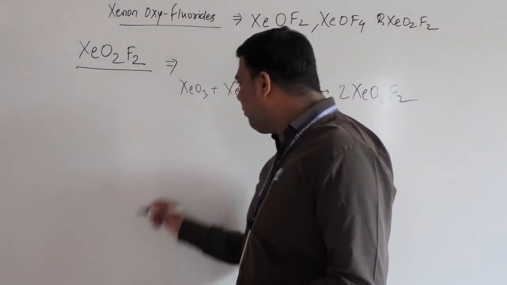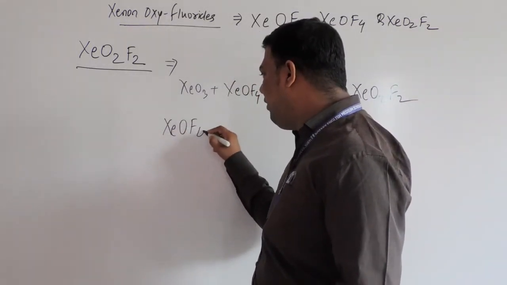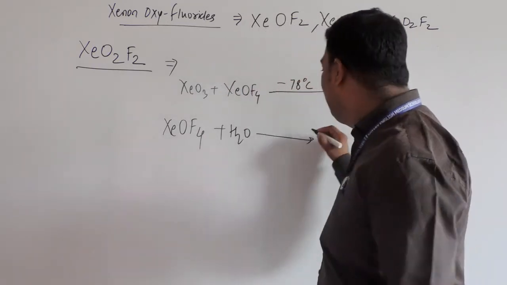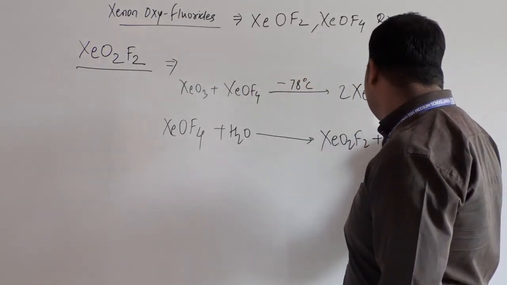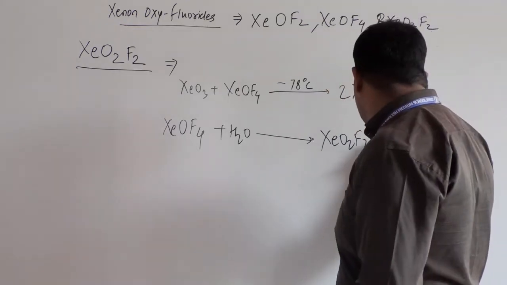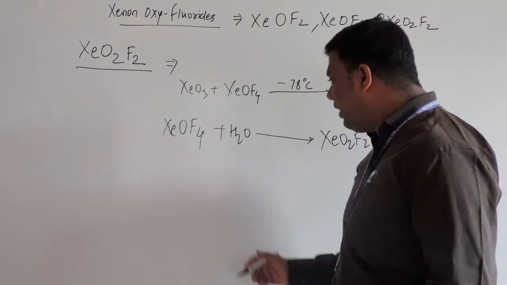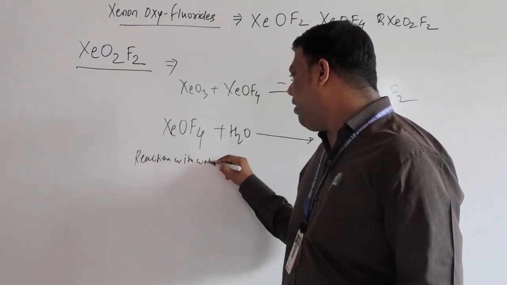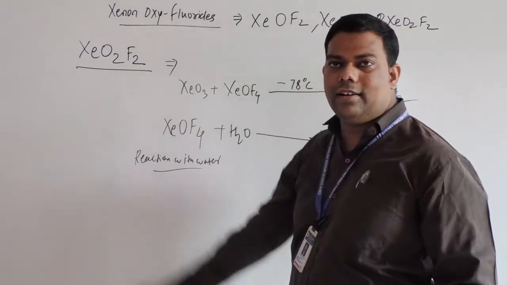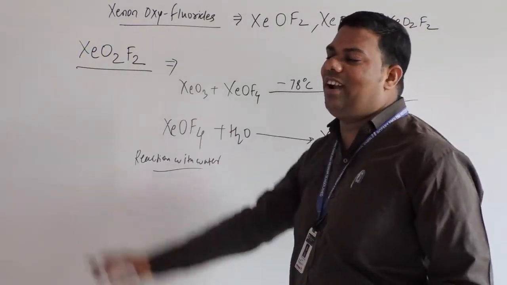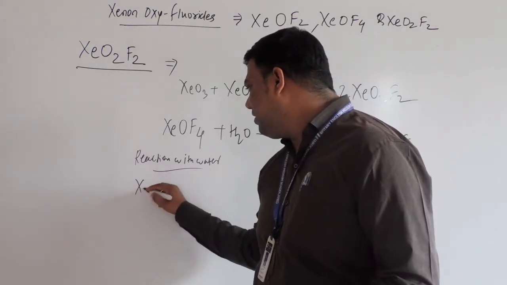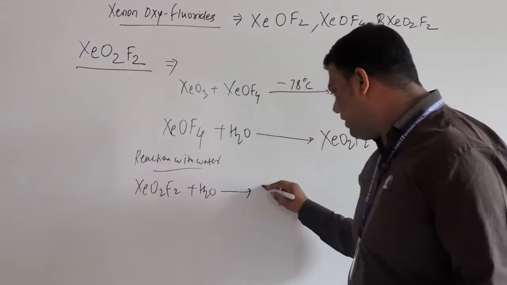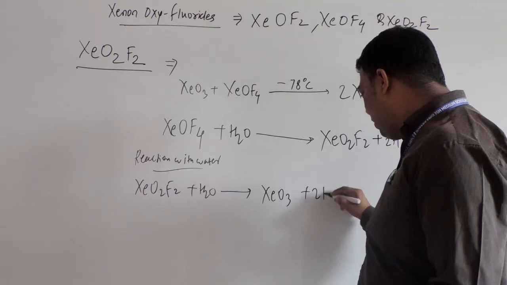Now see, one more method by which we can prepare it. Whenever XeOF4 is hydrolyzed, you will get XeO2F2 plus 2HF. You can balance this reaction. And the reaction of xenon dioxydifluoride with water: XeO2F2 plus H2O, then you will get XeO3 plus 2HF.